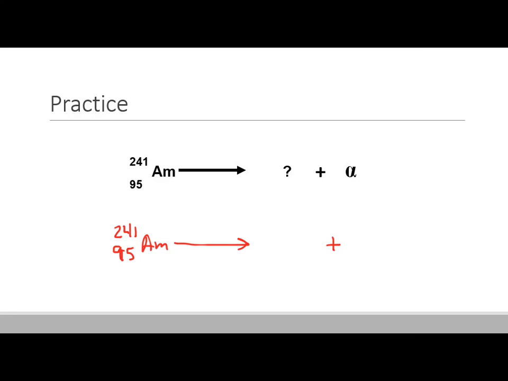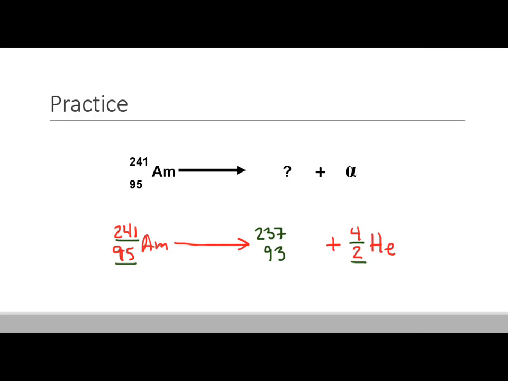Now instead of just writing alpha, which doesn't give me any information, I'm going to rewrite that as a 4,2 helium nucleus. Now the reason that's helpful is because now I have some numbers to work with, right? So notice that the top number, the mass number, is 241. Here is a 4, so the mystery element must have a mass number of 237, because 237 plus 4 equals 241. Okay, what's my bottom number going to be? My atomic number? Well, here's 95, here's a 2. The only number that would work would be a 93, because 93 plus 2 is 95.